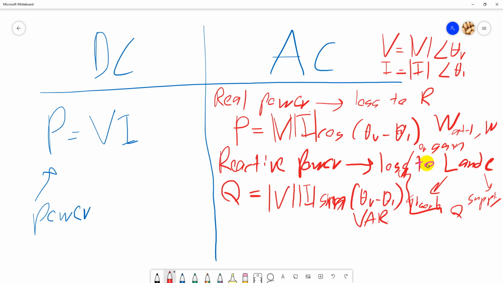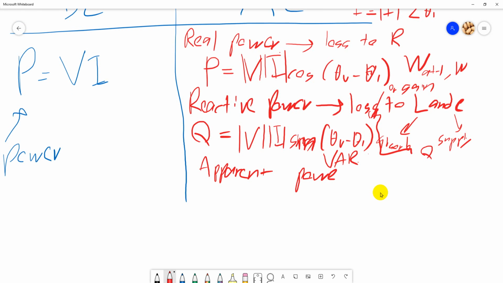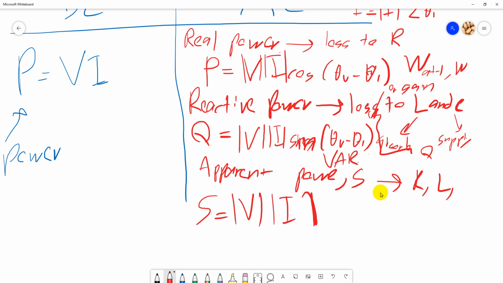Then lastly, it is apparent power. Apparent power is S. S is apparent power, and it is basically S equals V and I. It is the combination of all the power: R, L, and C combined together. This is the formula.